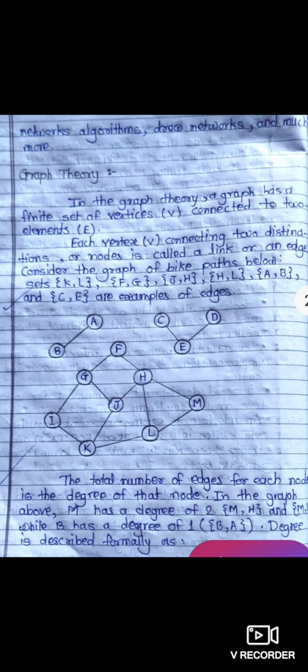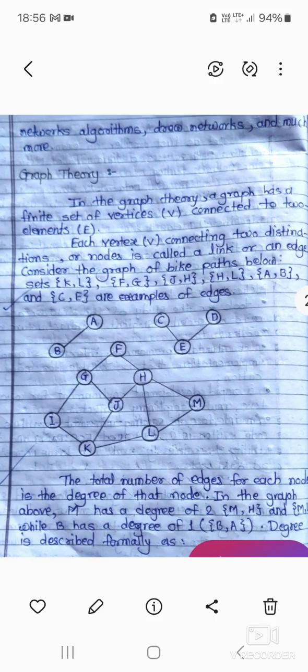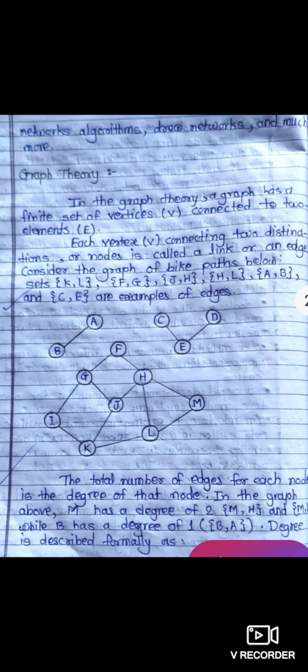Here is graph theory for network analysis. In graph theory, a graph has a finite set of vertices, that is V, connected by elements E, edges. Each pair of connected distinct vertices or nodes is called a link or an edge. So vertices are connected with each other and there is a link, and that link is called an edge.